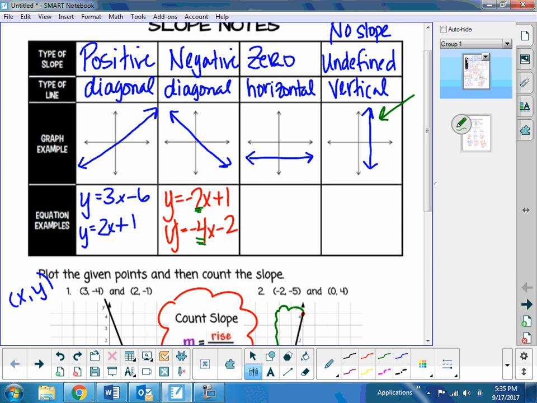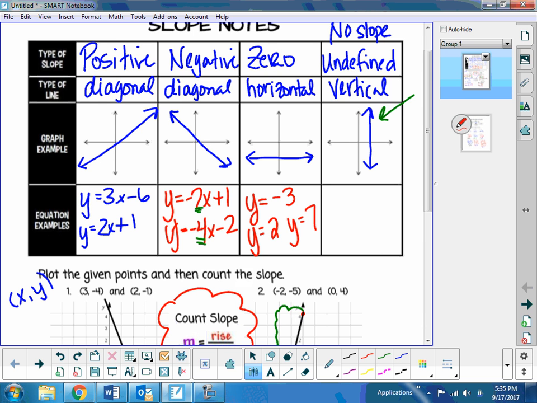All right, now, the last two are a little bit different. If we have horizontal and vertical lines, what happens with these is they're missing a variable. It's just one variable equals a constant number. When you have a horizontal line, it's always just y equals a number. So this one might be y equals negative 3, or y equals 2, or y equals 7.